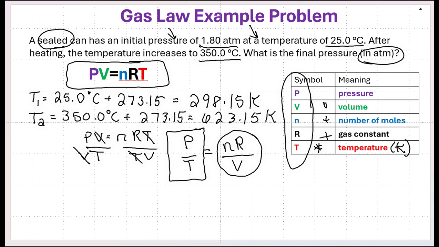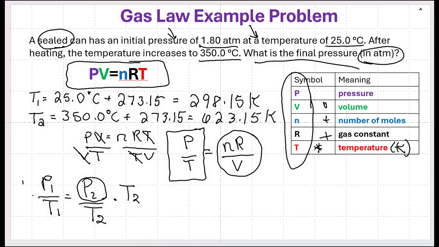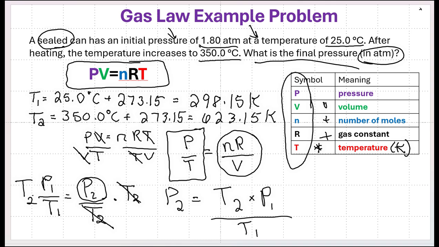And so that means I can rewrite this for an initial and final condition as P1 over T1 equals P2 over T2, since that ratio does not change. In this problem, we're asked for the final pressure. That's our P2. So I want to isolate the variable P2. What I'm going to do is just multiply both sides by T2 to get rid of it. And this cancels. And so we're left with P2 equals T2 times P1 divided by T1. And then we just plug in the values.